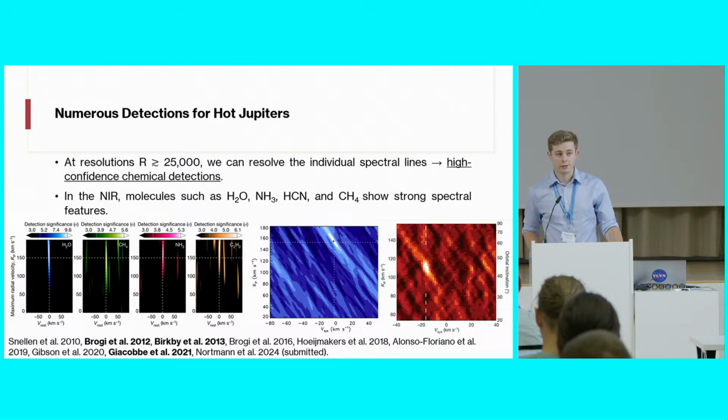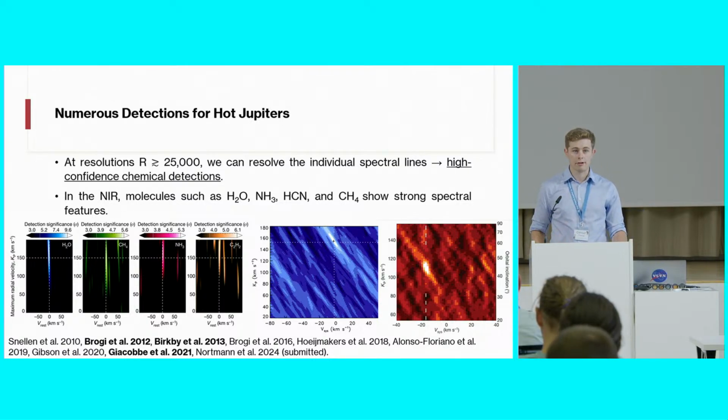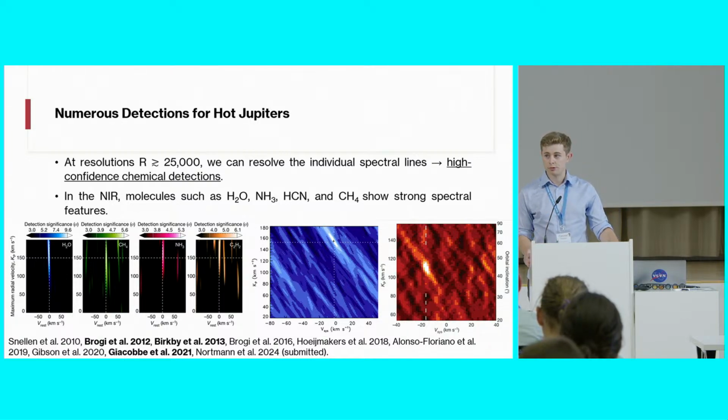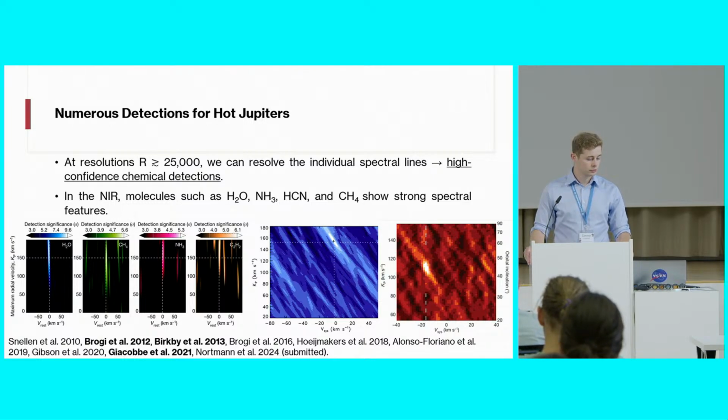So, as we've heard a lot about this week, over the last few years, high-res spectroscopy has seen huge success in characterizing the atmospheres of hot Jupiter planets. And that's due to the ability to resolve the individual spectral lines and achieve high-confidence chemical detections. Now, my work focuses mainly on the near-infrared, where molecules such as water, NH3, HCN, and CH4 all show strong spectral features. And these molecules have been detected in a variety of planets, some of which are shown here.